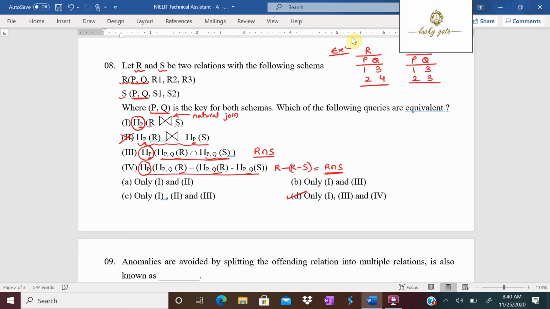When you perform a natural join, first query 1. When you perform a natural join between these two tables, natural join will be an equal condition between common attributes, means P equal to P, Q equal to Q conditions. 1 equal to 1 true, 3 equal to 3 true. This is a matching tuple. And the remaining tuples, 2 equal to 2, 4 equal to 3, are non-matching. This is the only matching tuple. In that matching tuple, it is projecting only P. That P is 1 now, right?